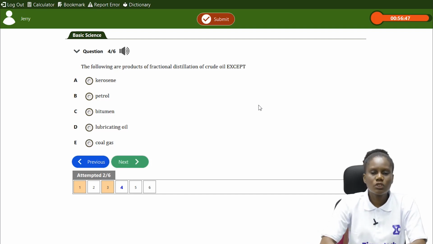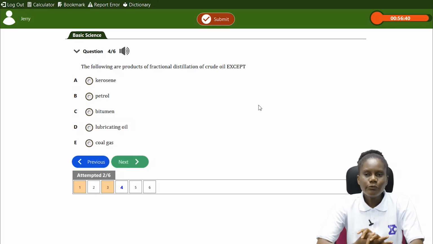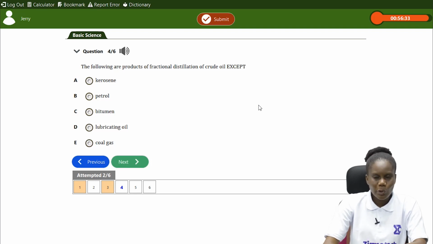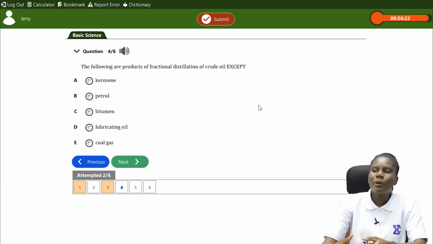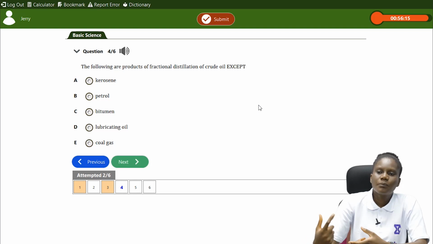Okay, so I'm going to take this question, and after this question, I will allow you to go through others by yourself and try to check yourself if you can answer those questions. It says the following are products of fractional distillation of crude oil, except. If you can just wind your mind back to those pictures that were displayed and the various contents that were collected at various stages based on their boiling point, to be able to get which is not a product of fractional distillation.